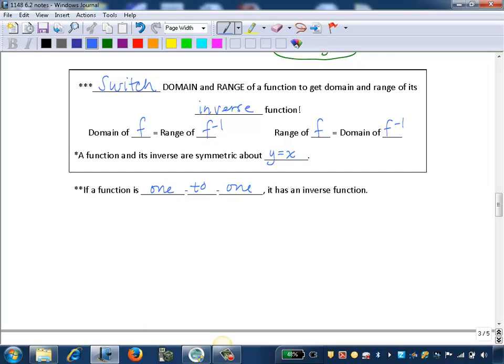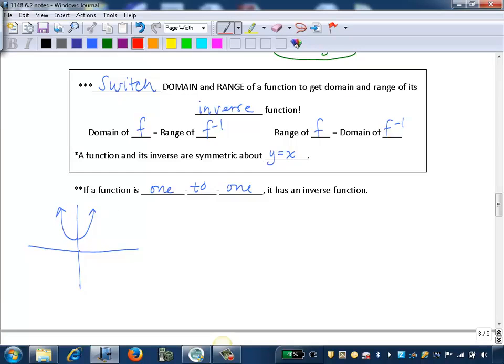So here's an example. If we think of a function that's not one-to-one, that would be a function that fails the horizontal line test. So if we think of a graph that would fail the horizontal line test, let's think of a parabola opening up, for instance. So we know that would fail the horizontal line test. So this is not a one-to-one function.